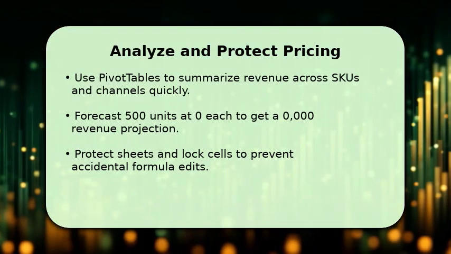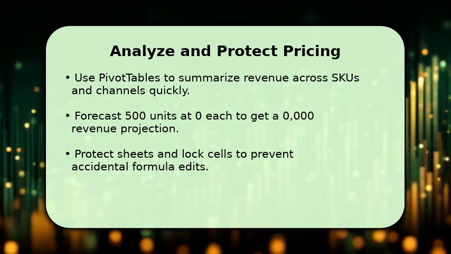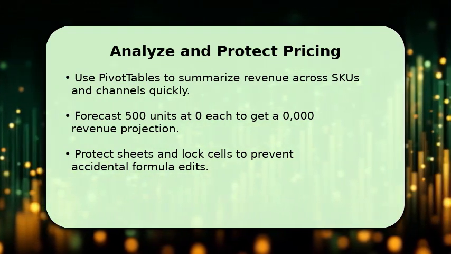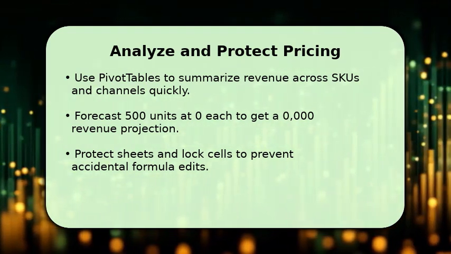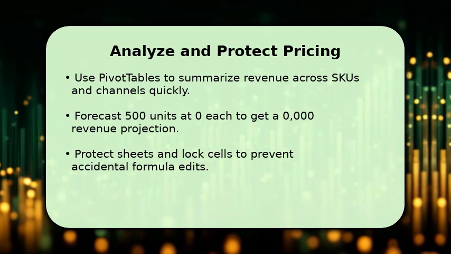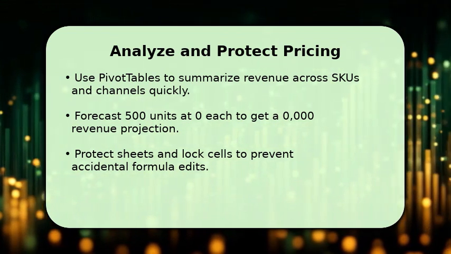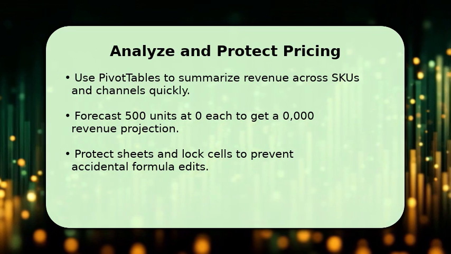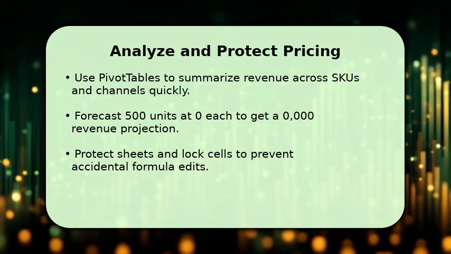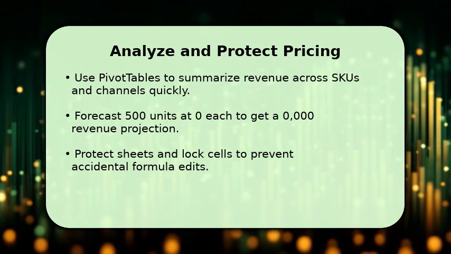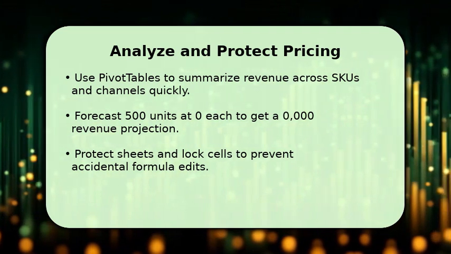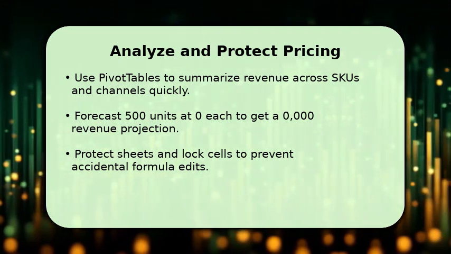Create pivot tables to summarize total revenue by SKU, category, or sales channel for quick insights. Use Scenario Manager or data tables to compare outcomes for different markups and costs side by side. Forecast an order of 500 units at a set price each to get a revenue projection and validate capacity needs.